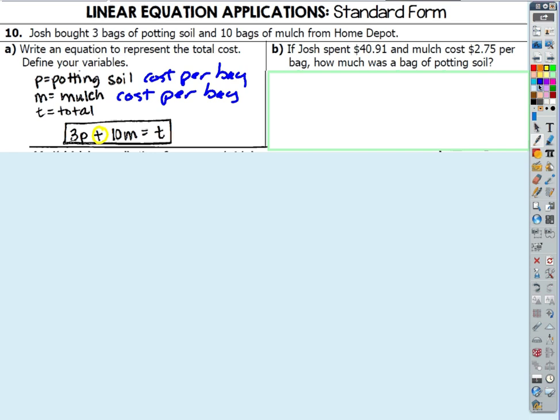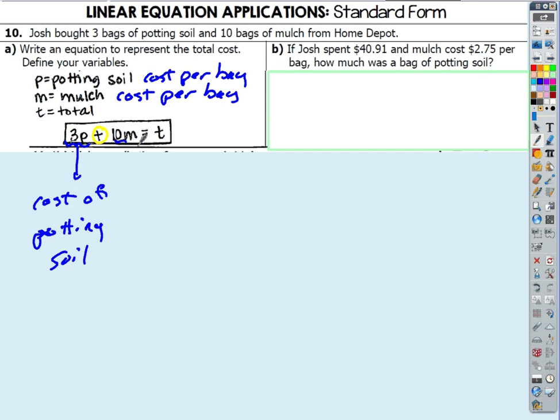So how could we describe that 3P? What is that? 3 bags of potting soil, and P represents the cost for each bag of potting soil. So what is 3P then? 3 times the cost of a bag. Okay, yeah, but I want you to summarize that. Okay, so it's the cost of the potting soil, right? The total cost of just the potting soil, right? So that's the cost of the potting soil.